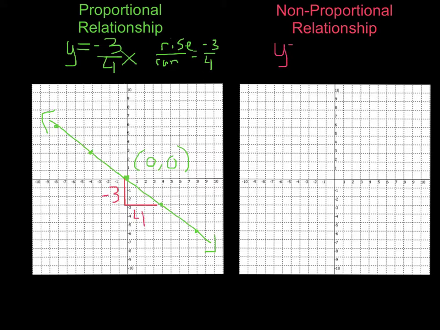Let's look at y equals 2x minus 4. This time, our graph is not going to go through the origin. It's going to start at our y-intercept of -4. So our first dot is now at -4. And our slope is 2.